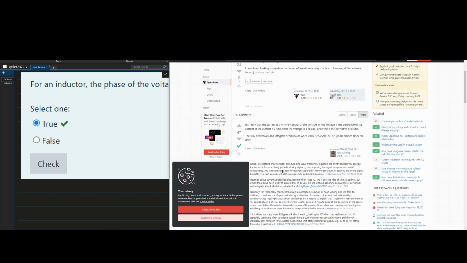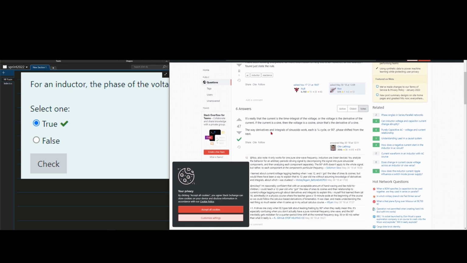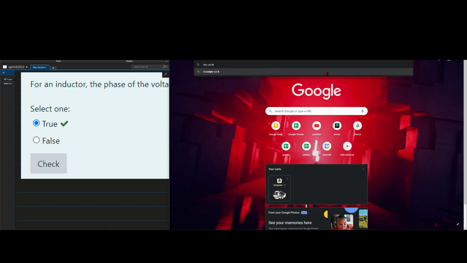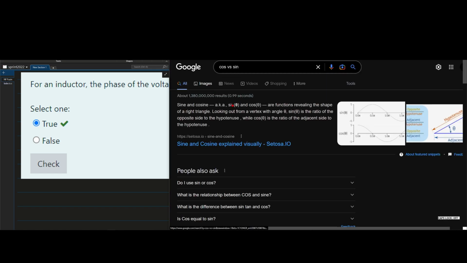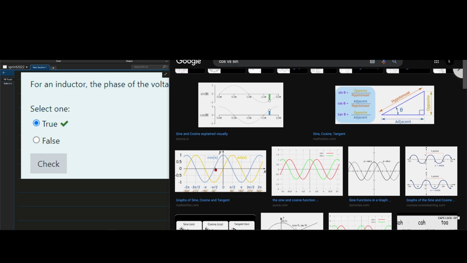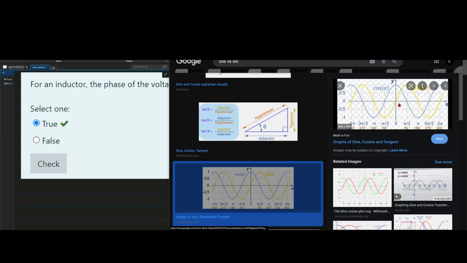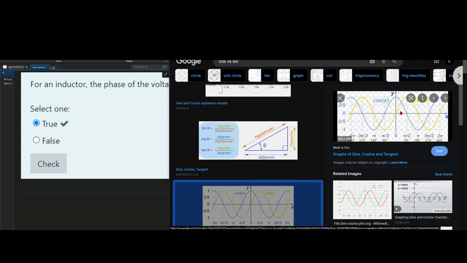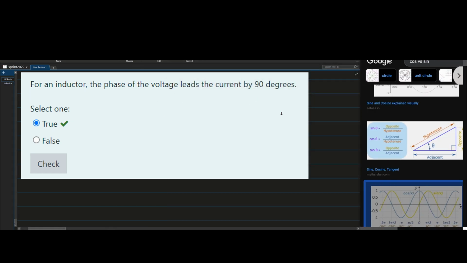And there's also some sources that are good for actual explanation. This one explains that it's the way that derivatives and integrals of sinusoids work. So when we take the sine of something, the cosine of it is going to be leading by 90 degrees. If we look up cosine versus sine, and we look at some images, we can see that cosine is above sine by the 90 degrees. And so that is how we would look at something like this when it's asking us for it, and that's how we would solve this problem.